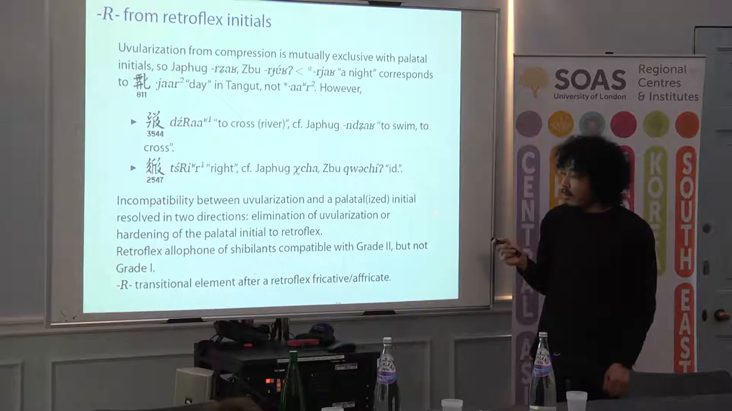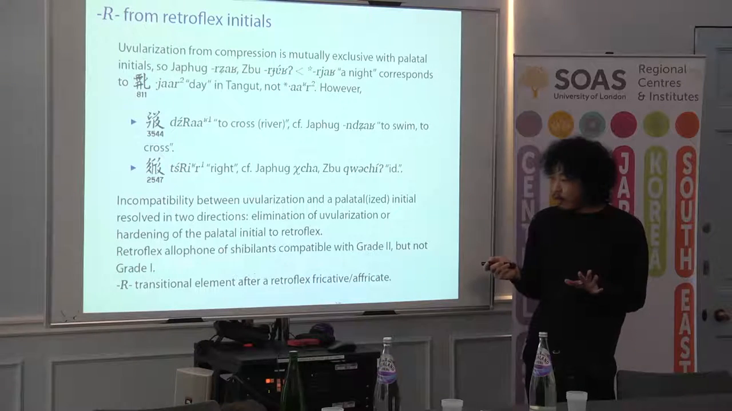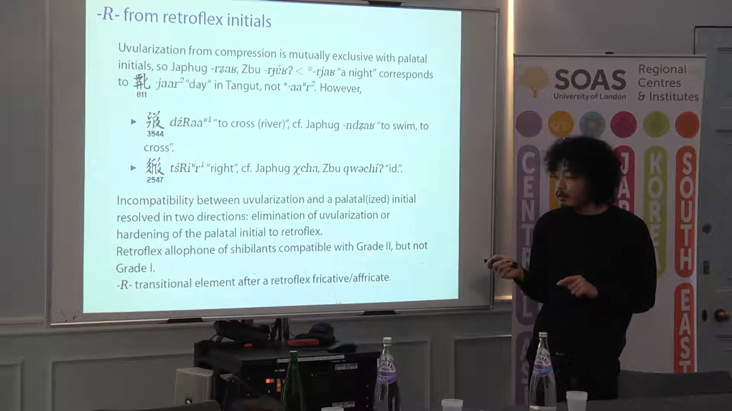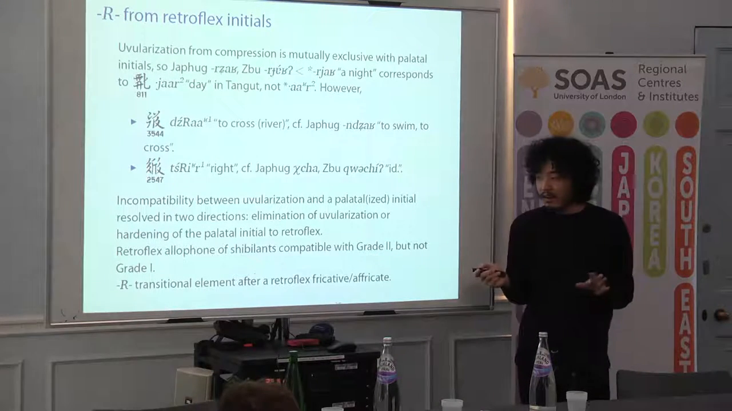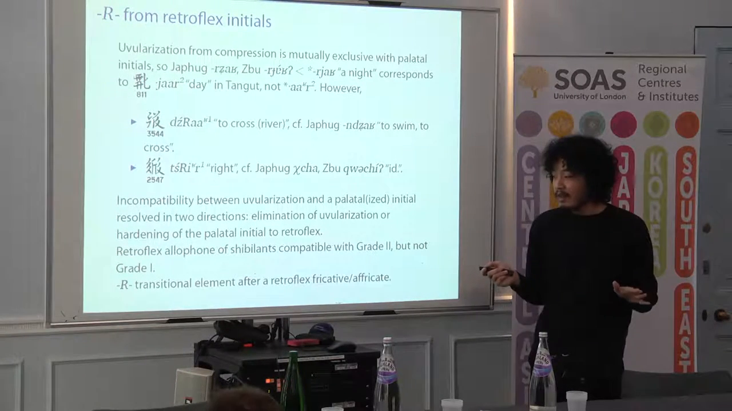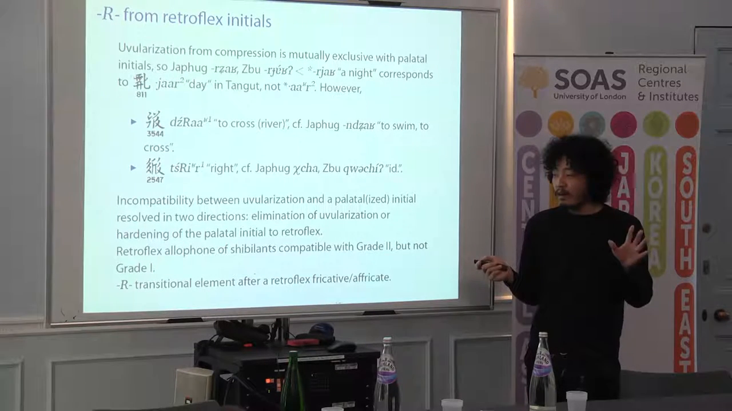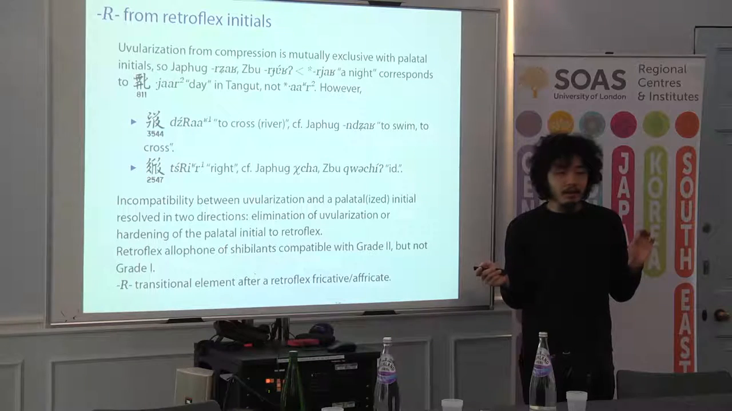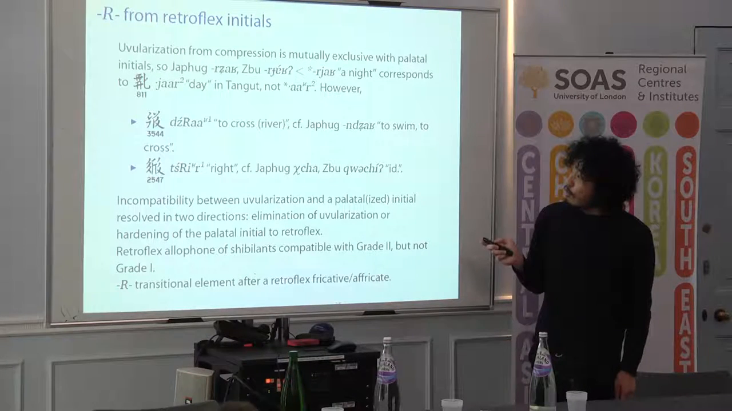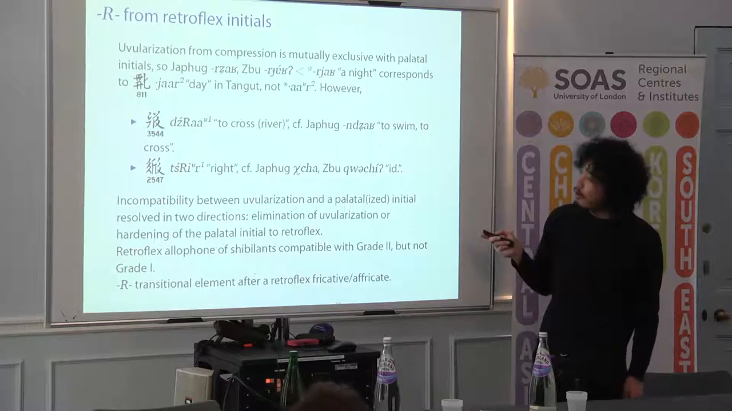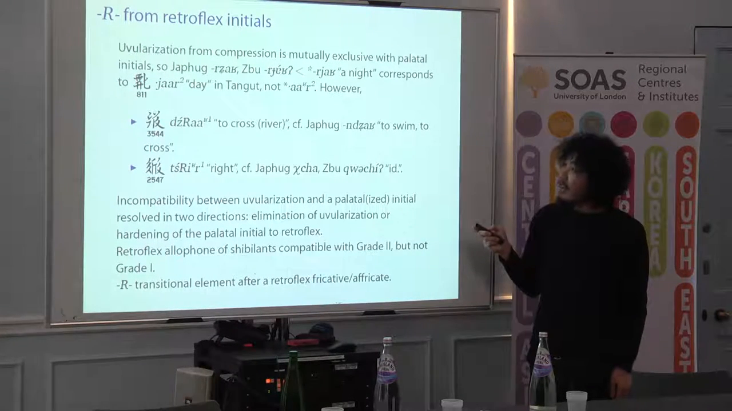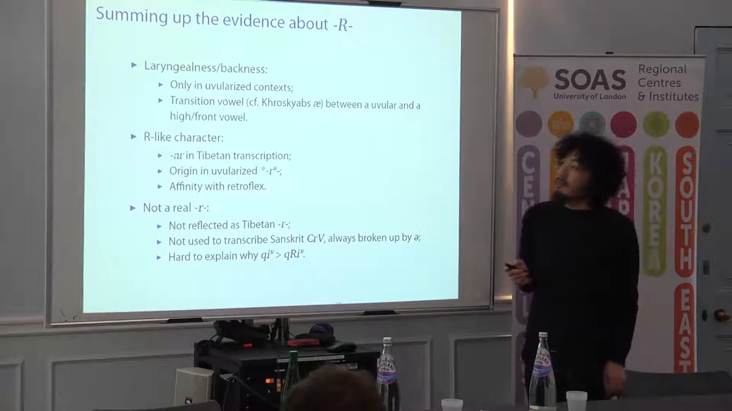It means that because shibboleths are only compatible with grade 2 but not grade 1, the capital R is some kind of transitional element between a retroflex sound and any vowel. So for those of you who would love to look a little bit at the argument, I leave it here. And let's go to the summing up.